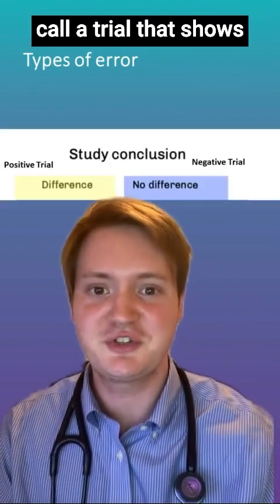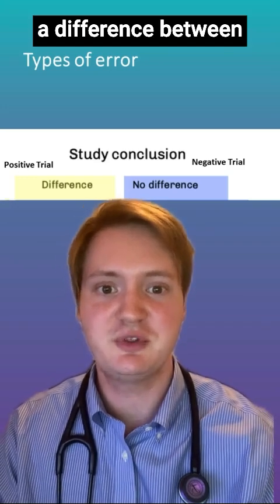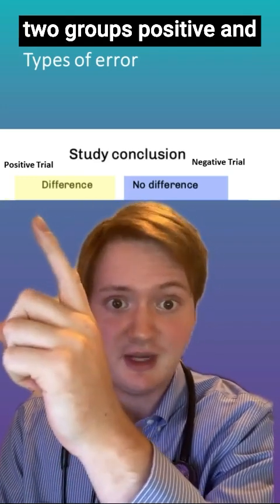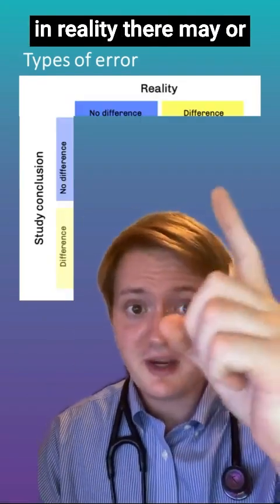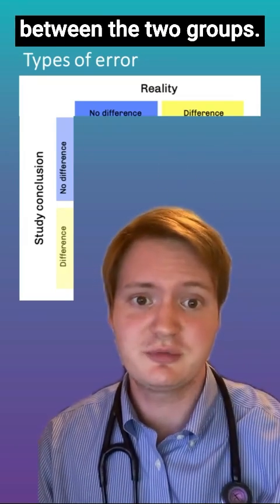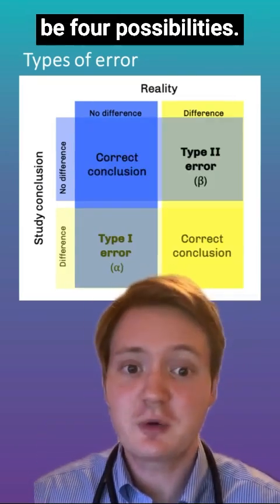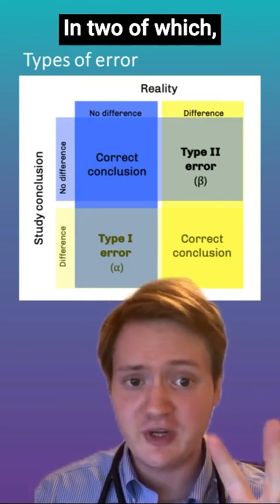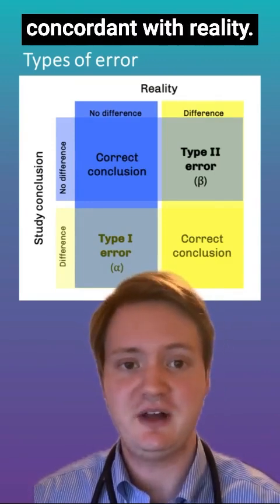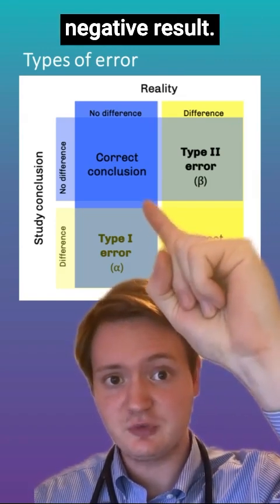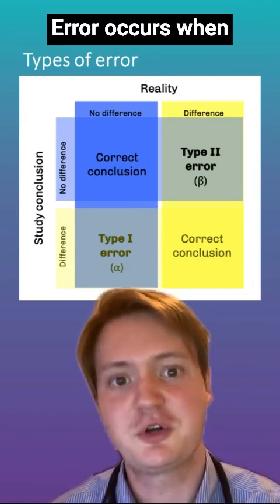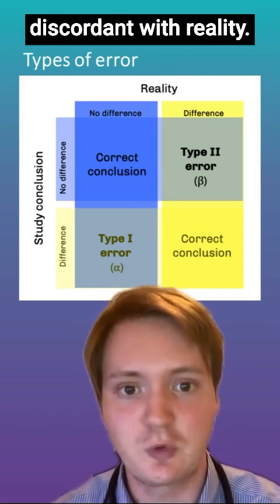The convention is to call a trial that shows a difference between two groups positive and no difference between groups negative. But in reality, there may or may not be a difference between the two groups. So then there can only be four possibilities, in two of which trial results are concordant with reality. Those are a true positive and a true negative result. Error occurs when trial results are discordant with reality.